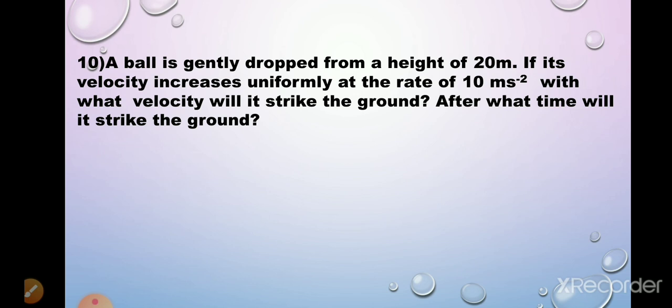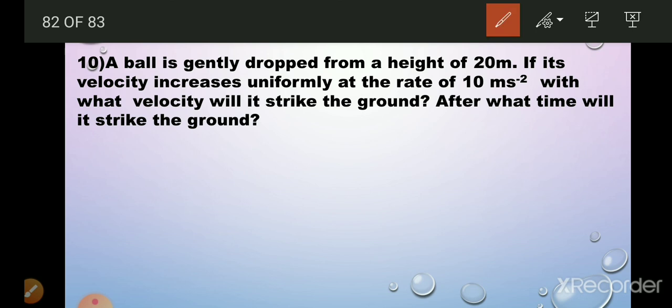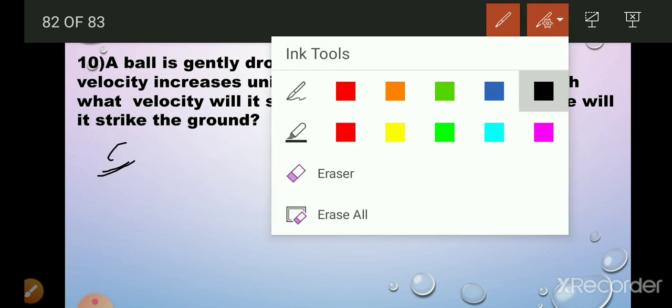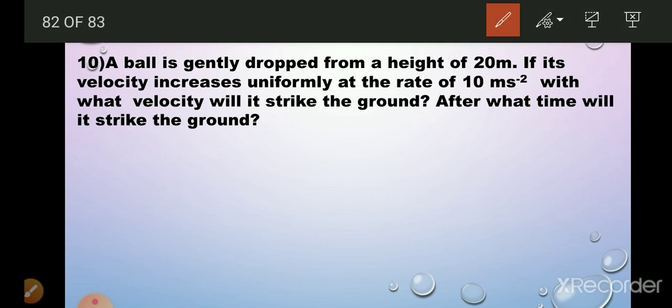A ball is gently dropped from a height of 20 meter. If its velocity increases uniformly at the rate of 10 meter per second square, with what velocity will it strike the ground? After what time will it strike the ground? So let us solve what is given in this question. They have given S is equal to 20 meter. Okay, gently dropped. S is equal to 20 meter.